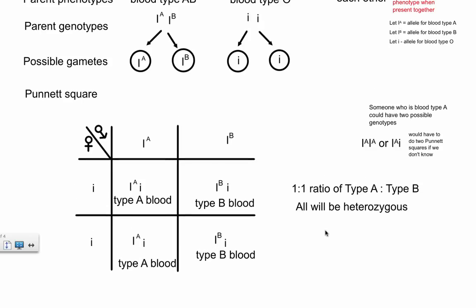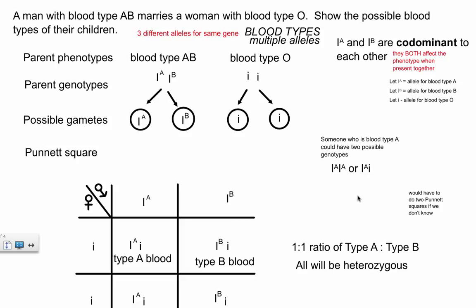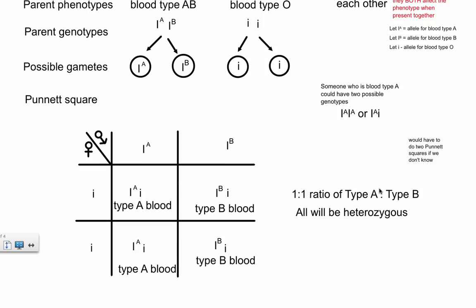One thing important to keep in mind is if this question in the beginning said, man with blood type AB marries a woman with blood type A, and that's all the information that's been given, well, someone with blood type A could have two possible genotypes. They could be IA IA or IA little i. So if they don't give you all that information, then you have to do two separate Punnett squares to figure out the possibilities, and then you'll have a ratio out of 8 possible outcomes. The percentages might be a little bit different. So watch out for that.